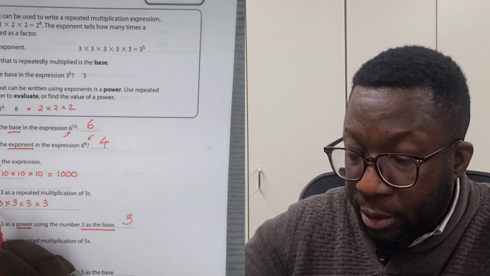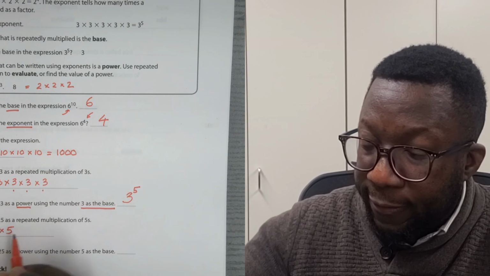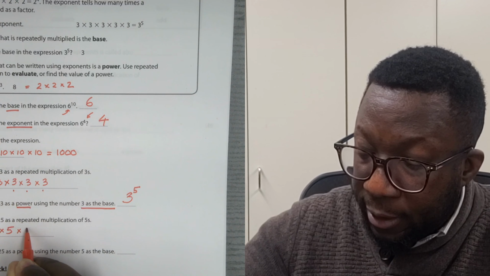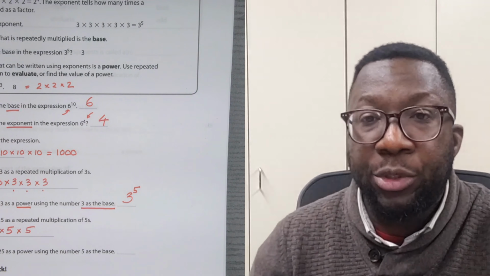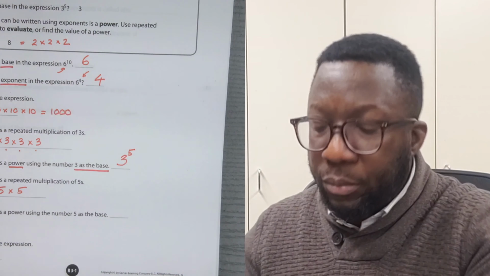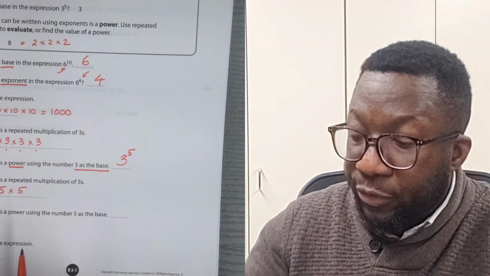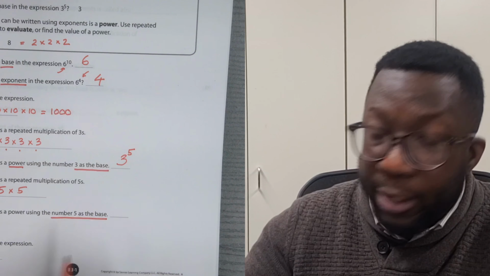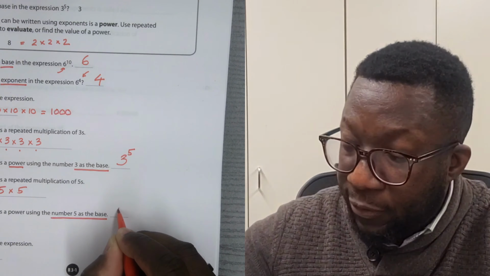Question number 6. Write 125 as a repeated multiplication of 5s. Well, 5 times 5 is 25. And 25 times 5 will give us 125. Well, what would that be? For question number 7, if we were to write 125 using the number 5 as a base, well, that'd be 5 to the third power.